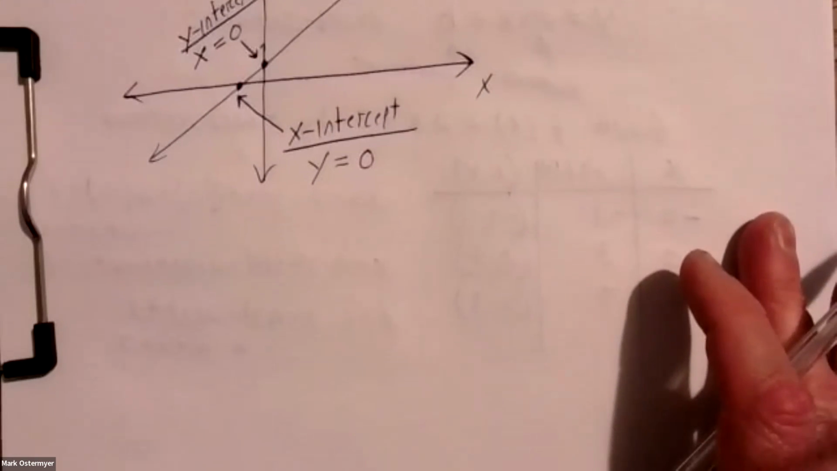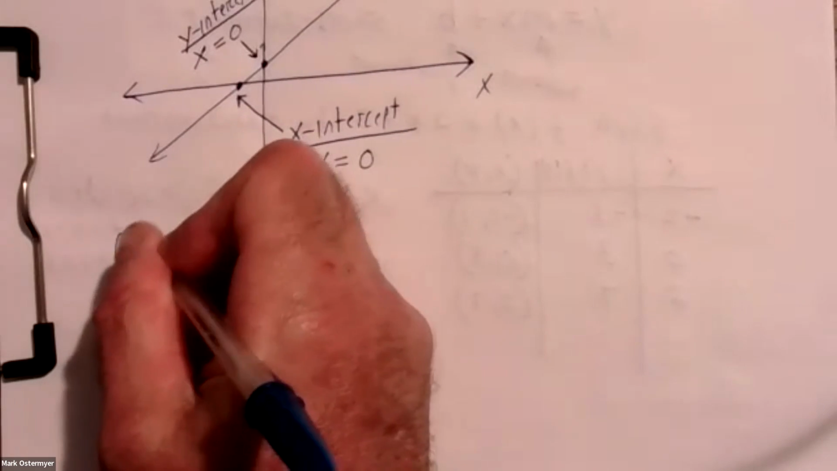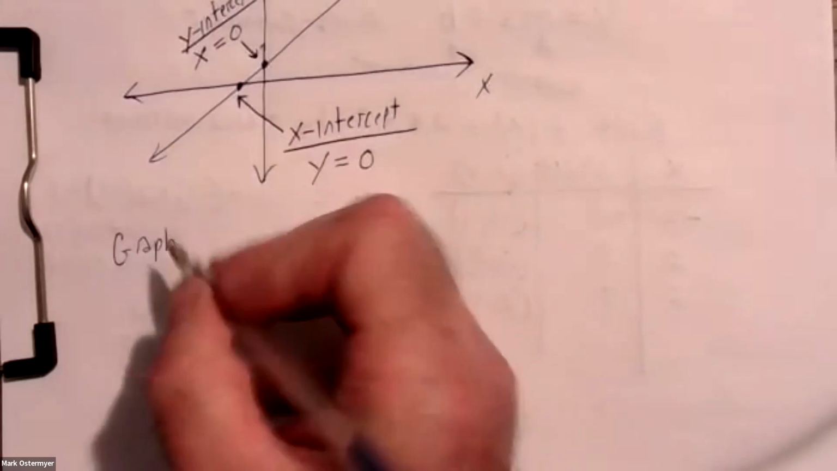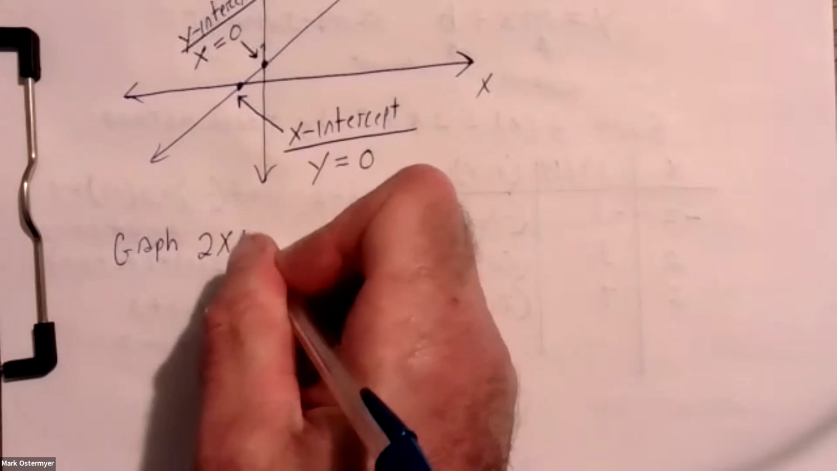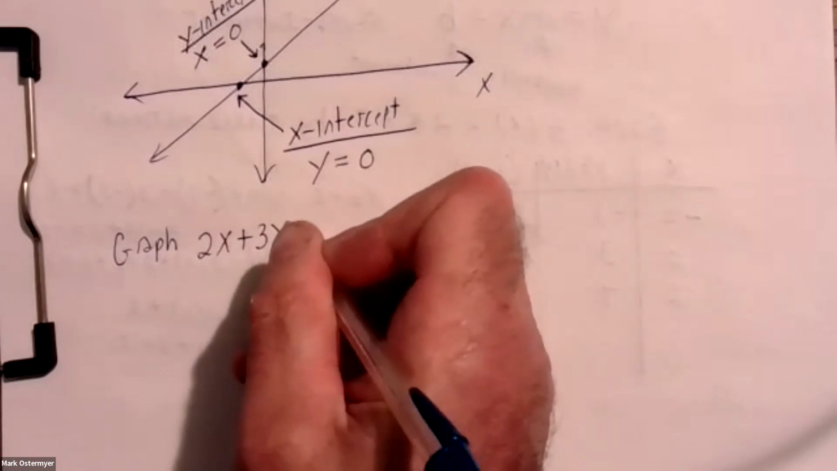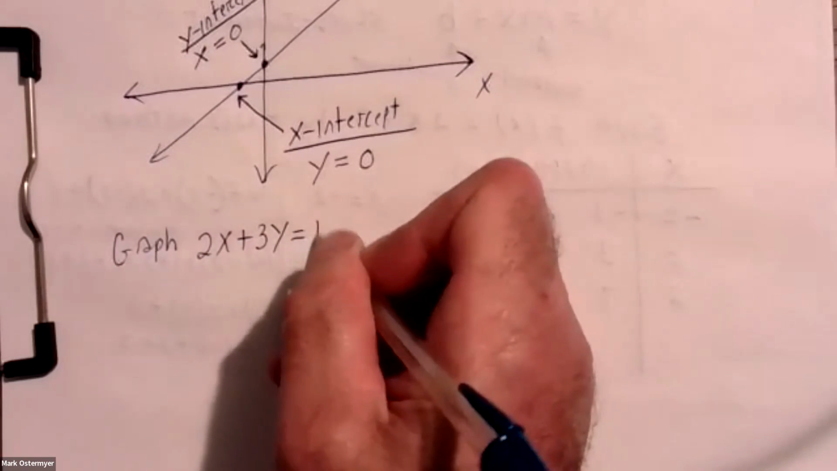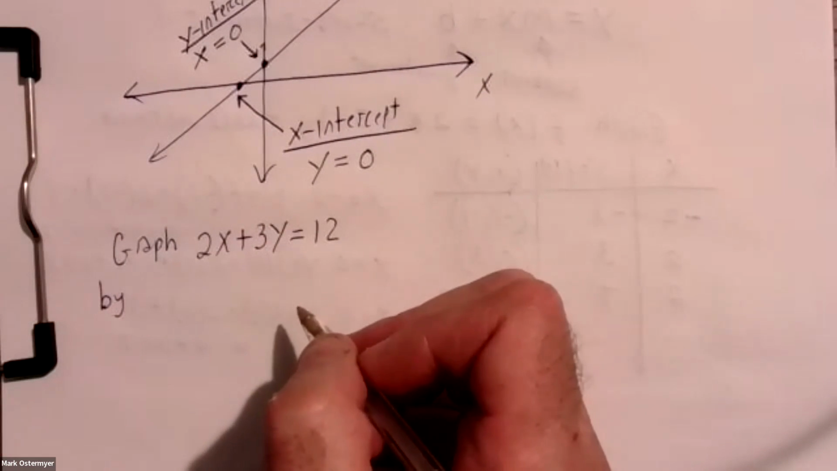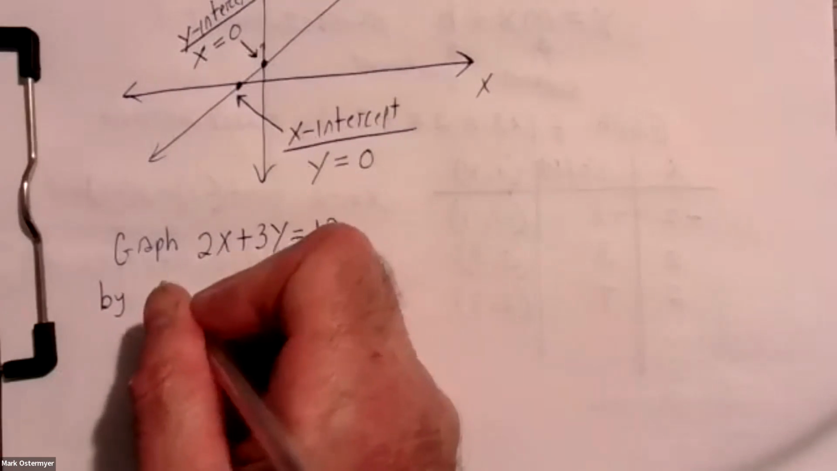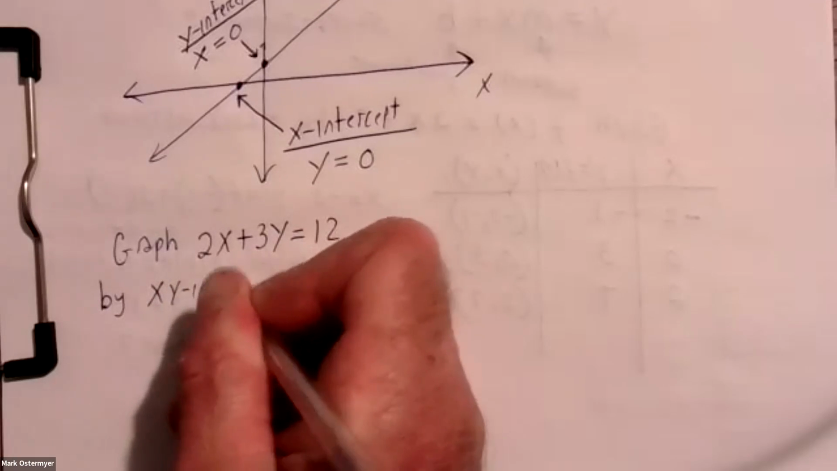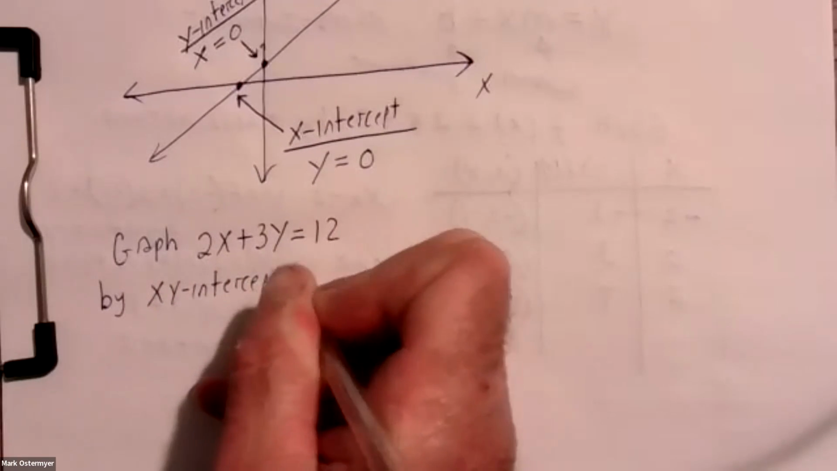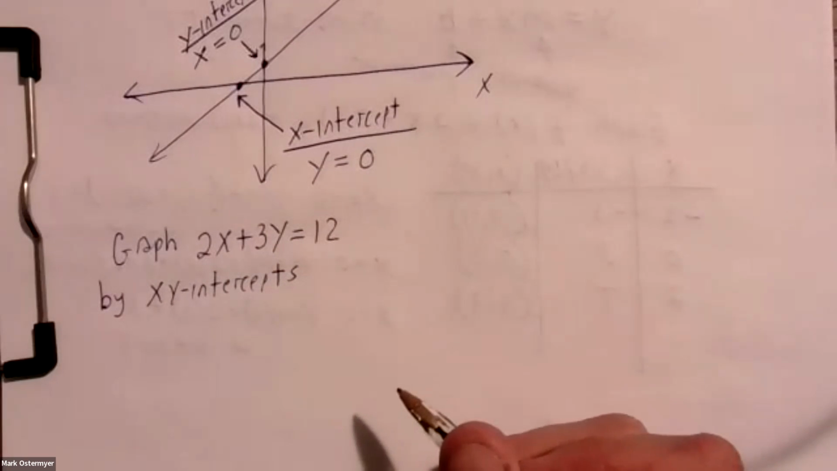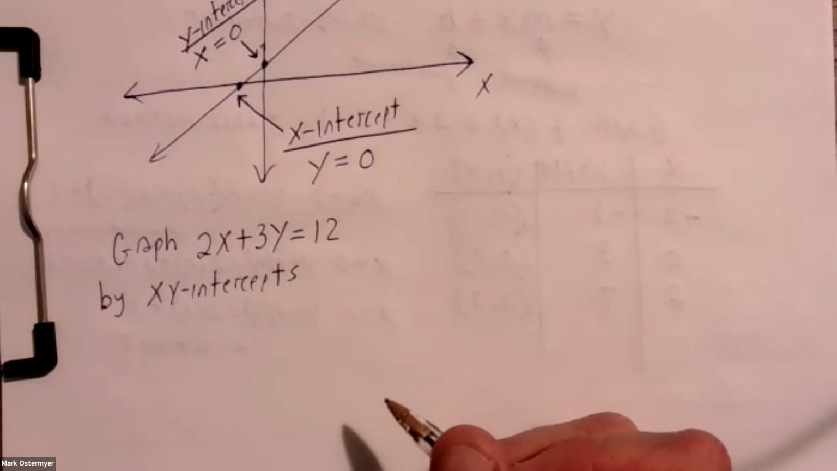All right, so here we're going to try this out. We're going to try to graph the linear equation 2x plus 3y equal to 12. We're going to graph it not by the table method this time, but by the XY intercept method. And therefore, we're going to have to find the x and y intercept.